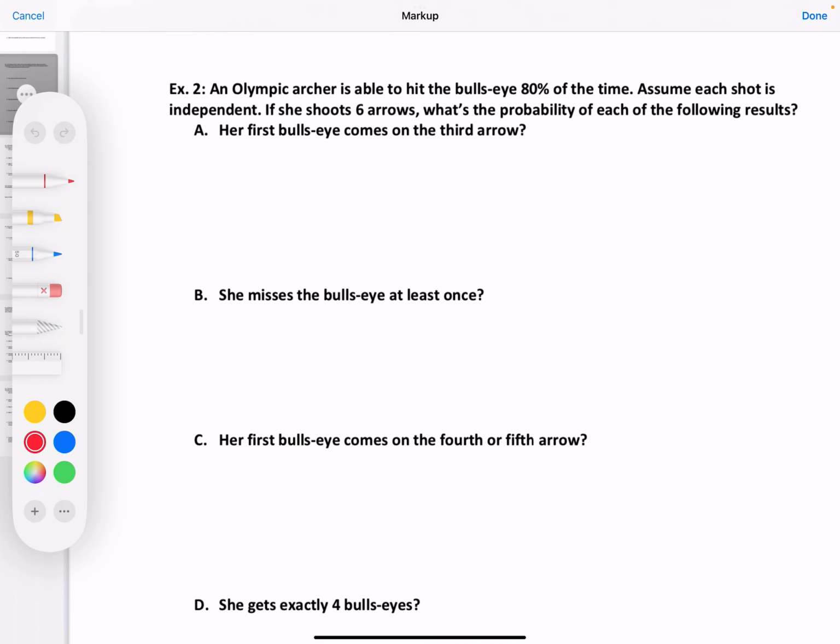Okay, so an Olympic archer is able to hit the bullseye 80% of the time. Assume each shot is independent. If she shoots 6 arrows, what is the probability of each of the following results? So the first one is that her first bullseye comes on the 3rd arrow. So that means the first 2 were misses, and then we had the make. So we're looking at the probability for x being equal to 3, which is going to be 0.2, which is the failure squared because she shot 2 and missed. And then the make times 0.8.